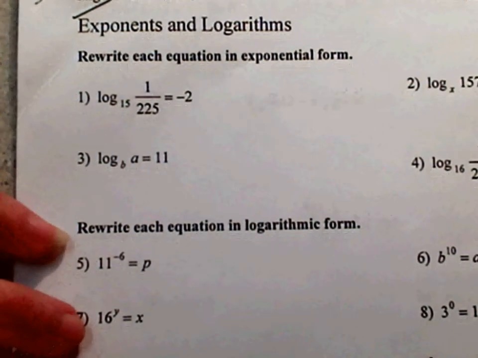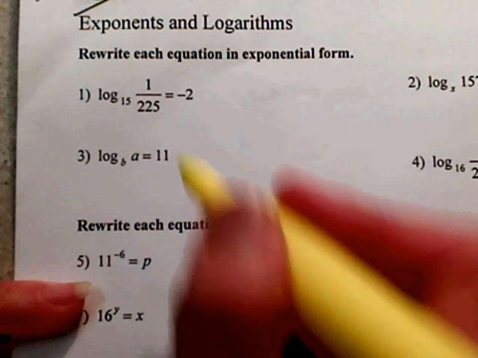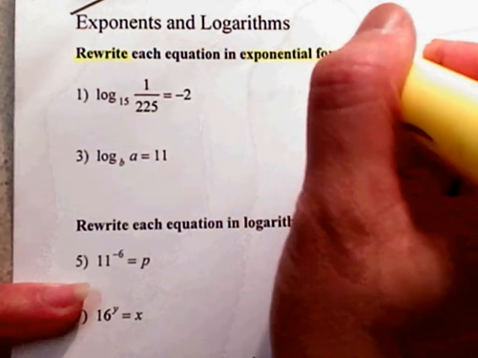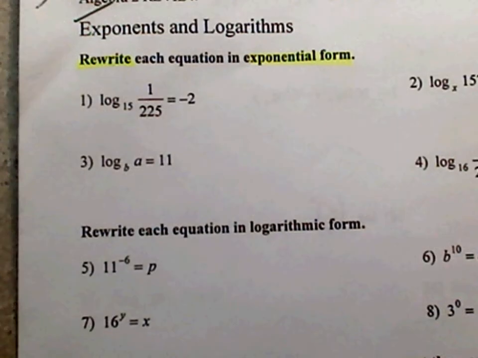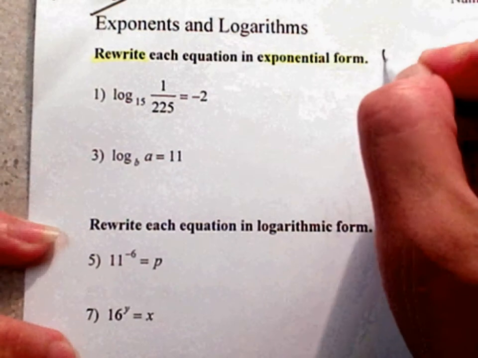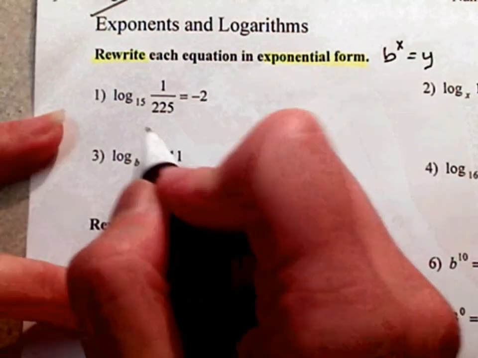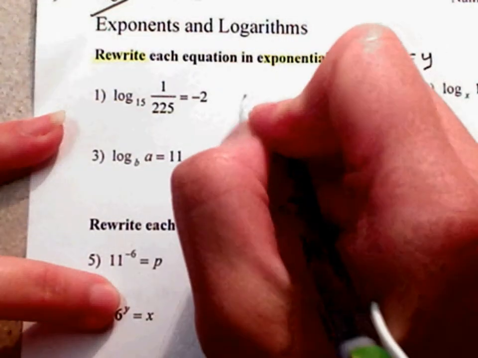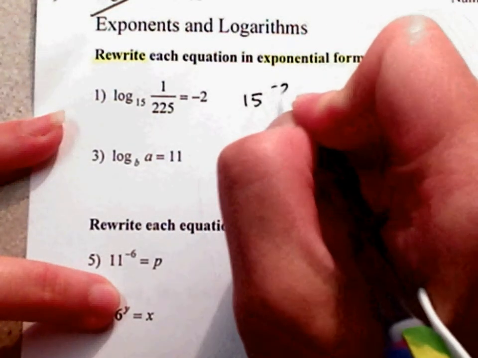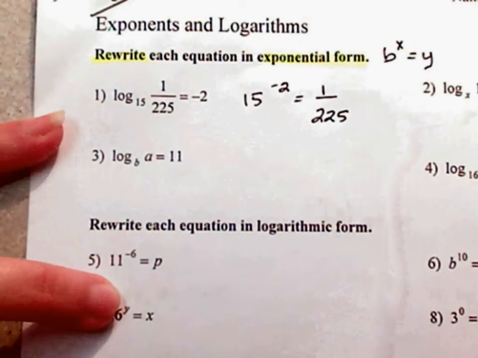Number 1, it says, rewrite each equation in exponential form. So we will be rewriting in exponential form. That means it will contain exponents in this form of b^x equals y. Number 1, your base is 15. So 15 to the negative 2 is equal to 1 over 225.